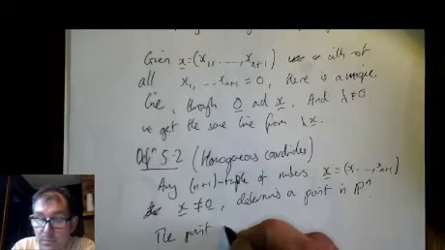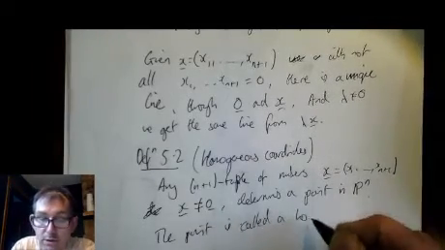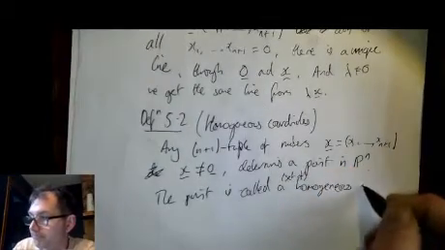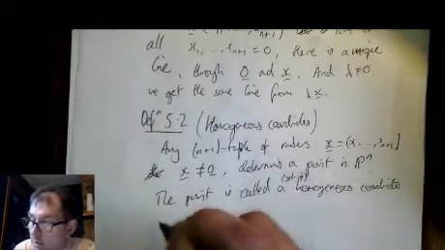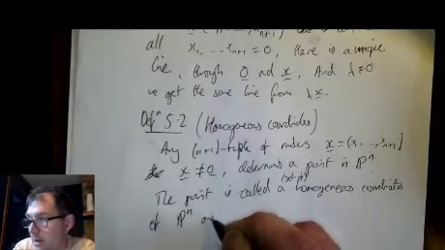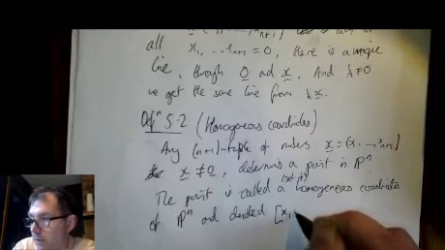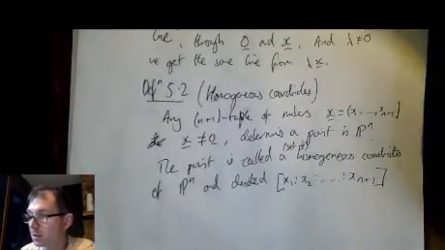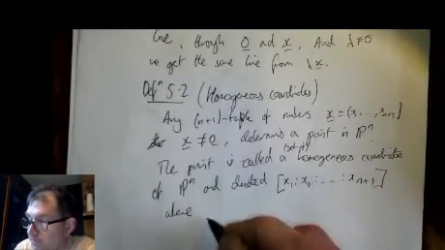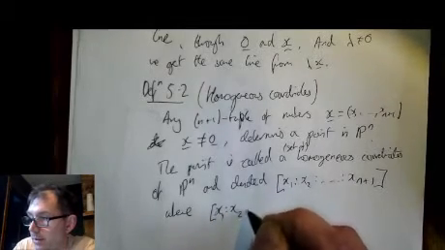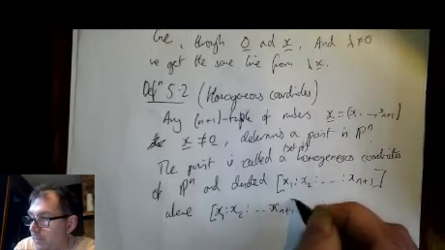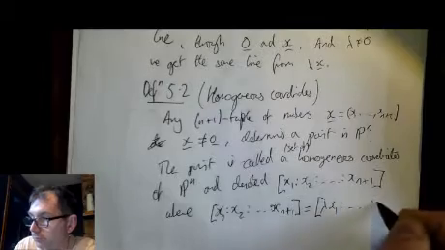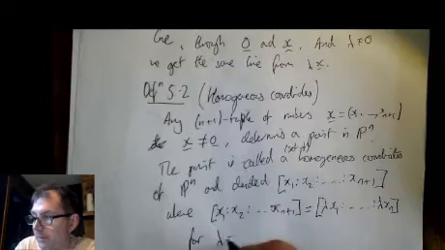The point is called a set of homogeneous coordinates of n-dimensional projective space, and denoted x1 colon x2 colon up to xn plus 1, where we get the same point if we multiply it by some non-zero scalar lambda, for lambda not equal to 0.